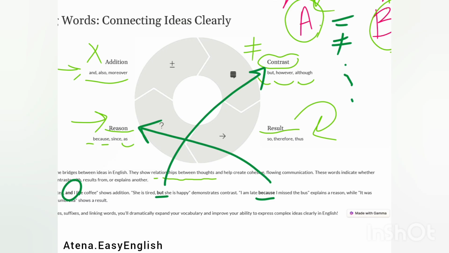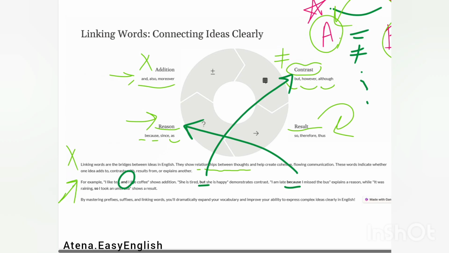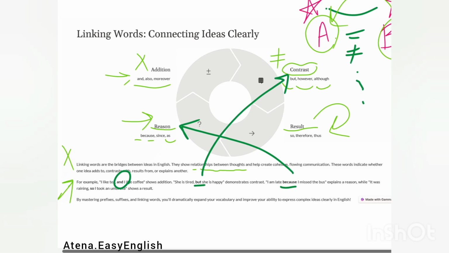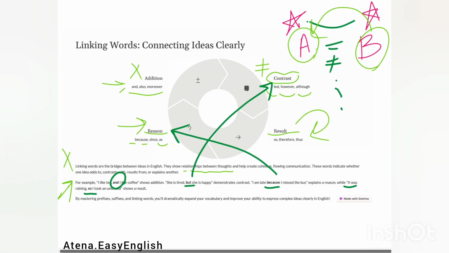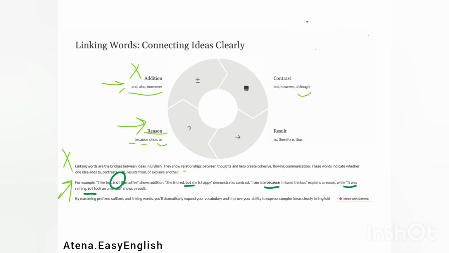And look at the next one. It was raining, so I took an umbrella. It was raining, so as a result, I took an umbrella. So when you want to express a result, you can use so. So that's great. So in this video, we talked about suffixes, prefixes, and linking words.